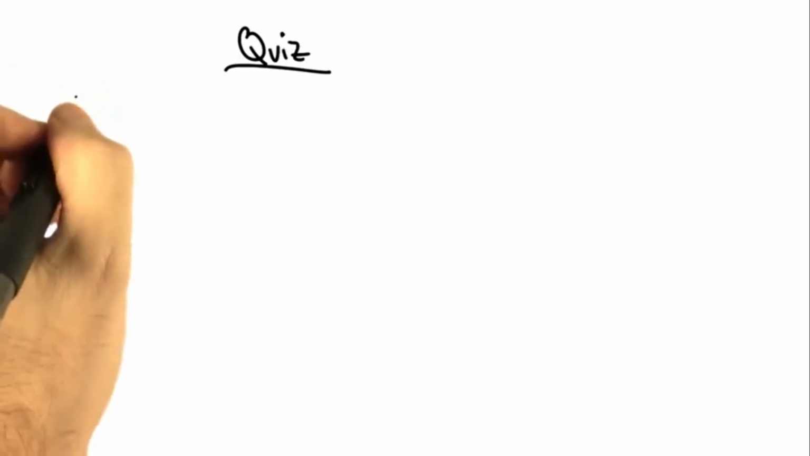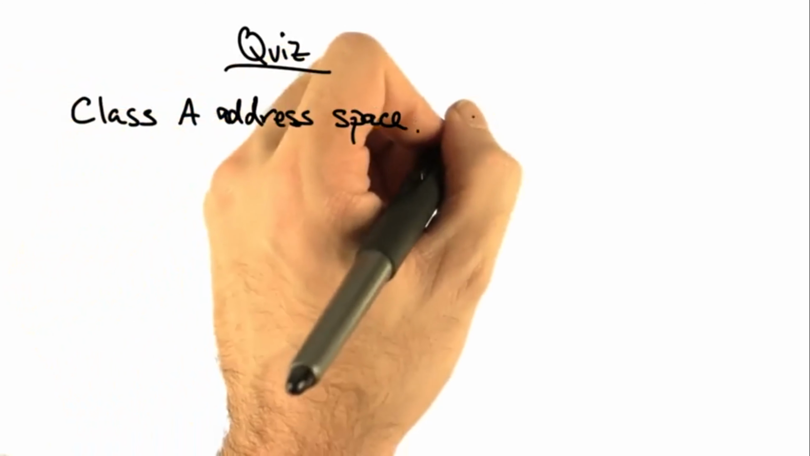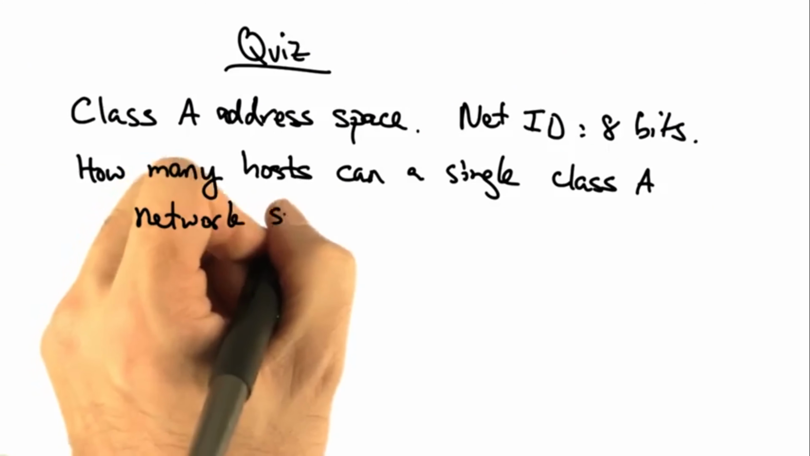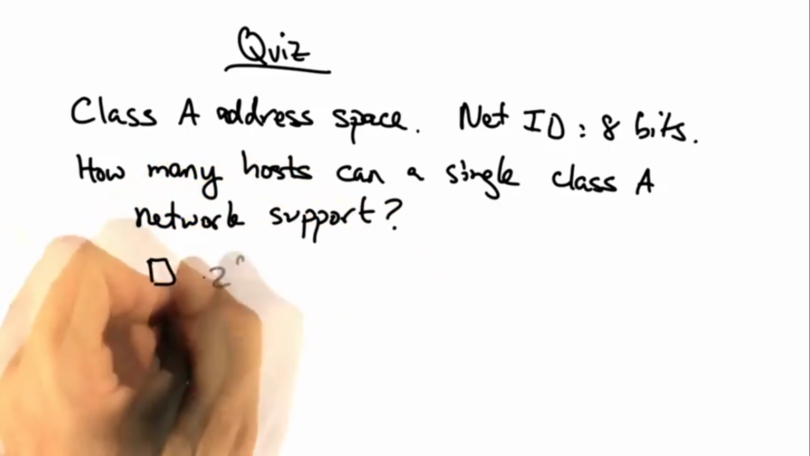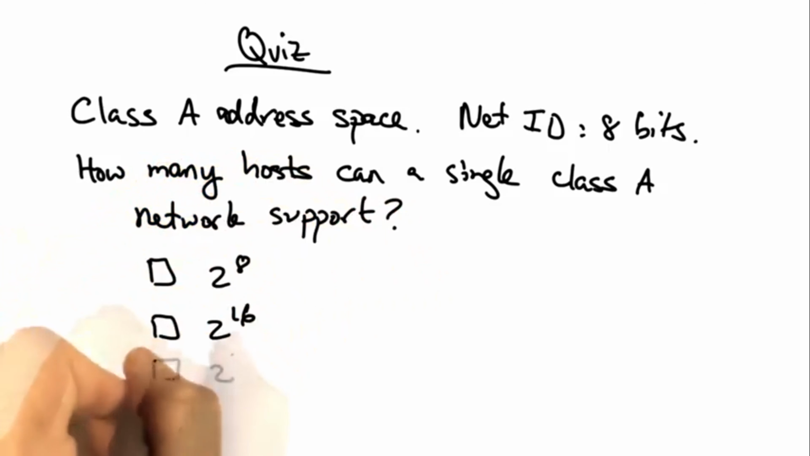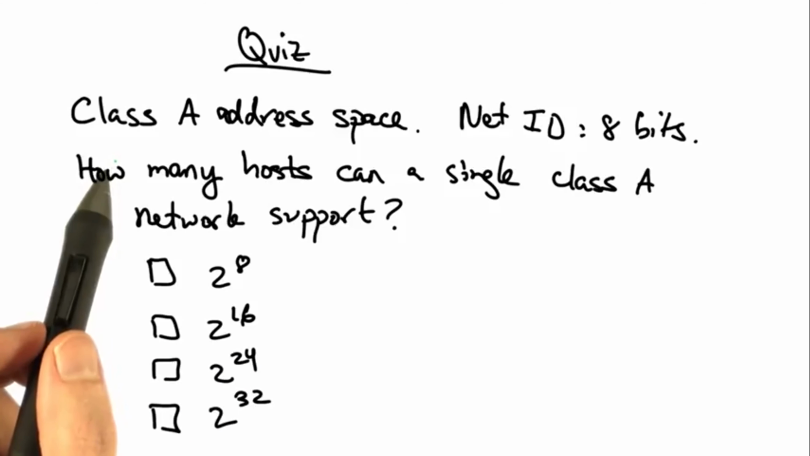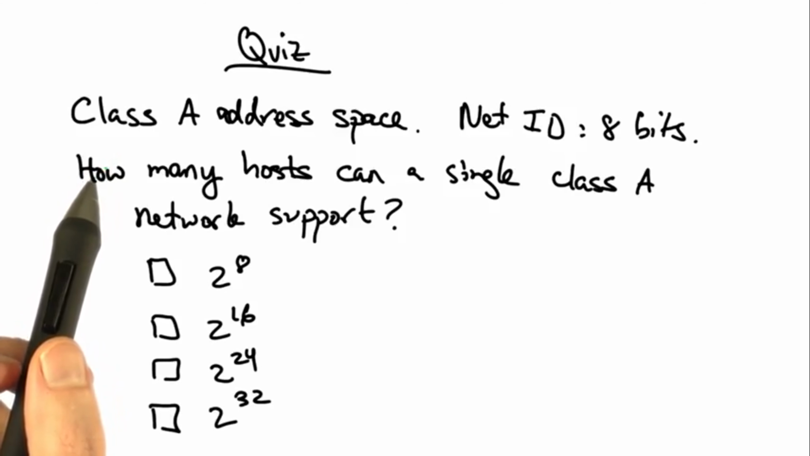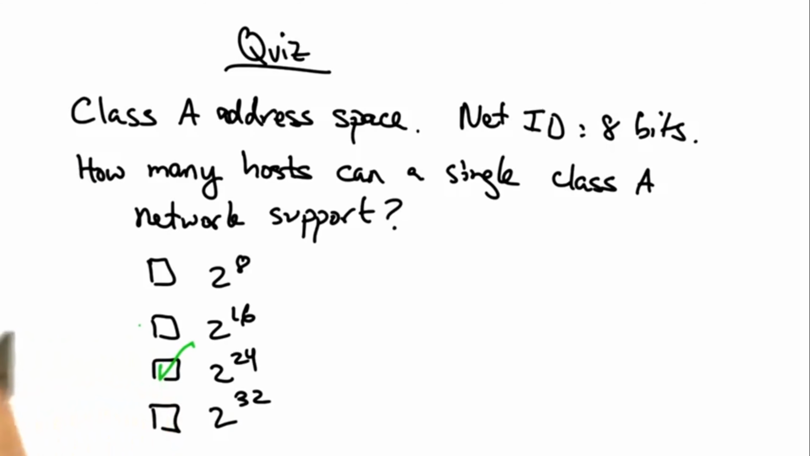As a quick quiz, suppose you have Class A address space, which means that the network ID is 8 bits. How many hosts can a single Class A network support? Is it 2 to the 8th, 2 to the 16th, 2 to the 24, or 2 to the 32? Each Class A address space has a network ID of 8 bits, meaning that there are 24 bits that remain for the host ID. This means that each Class A network can support up to 2 to the 24th hosts.